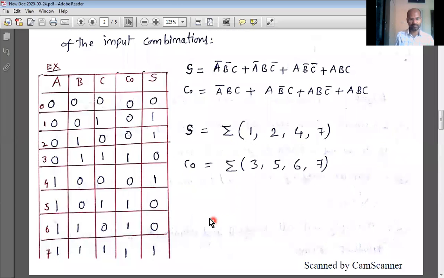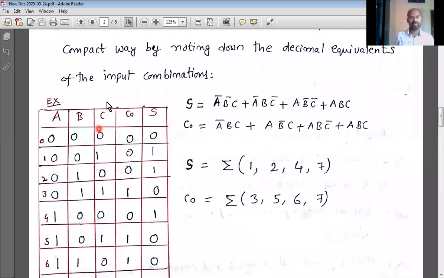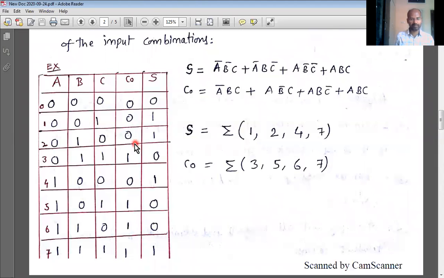Now consider one example. This is the problem: we have to design a circuit which is a full adder circuit. A full adder takes 3 input bits and produces 2 outputs. One output is sum, the other output is carry. Carry is represented as C0 because C is already used for the input variable. So we are using C0 to differentiate it from this C. And sum is given the label S. And we have done this 2 times before.